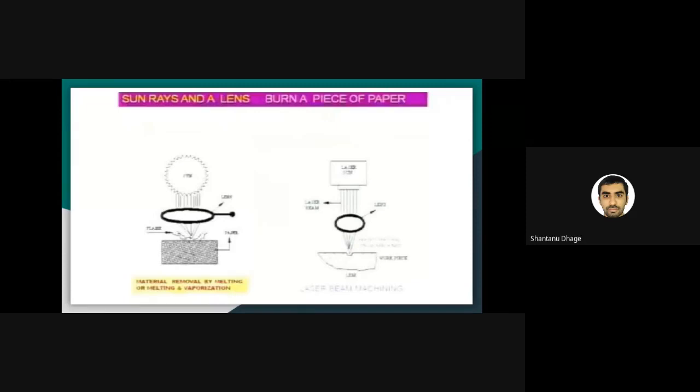Then the question arises: can we make constructive use of this phenomenon in general, and in manufacturing in particular? Whether we can use this phenomenon for constructive purposes in the manufacturing sector. On exactly this similar thought, a very important manufacturing process was introduced, and it is known as laser beam machining.